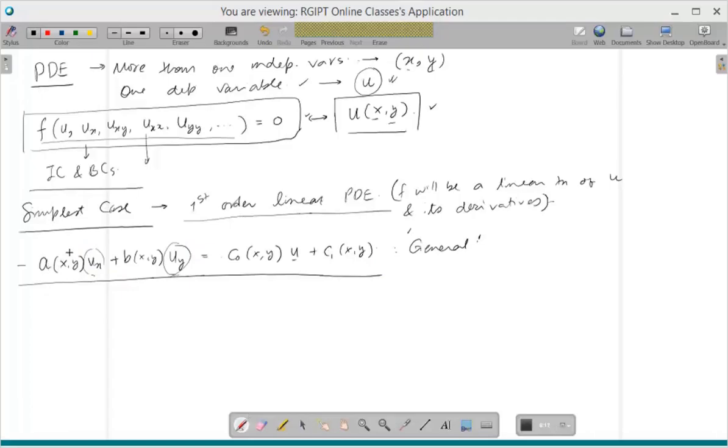You have to keep in mind that a, b, c0 and c1 are coefficients, and they could be non-linear functions of x and y. That would not make the equation non-linear. Remember, non-linearity is only in terms of the dependent variables, nothing else. The dependent variables are u and its derivatives, so non-linearity only appears because of those terms. Now, when you solve this, you get u as a function of x comma y.